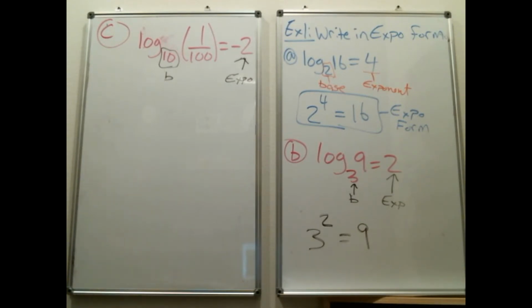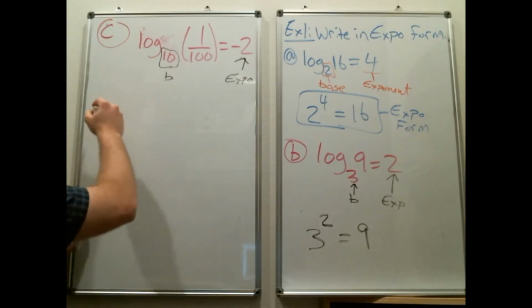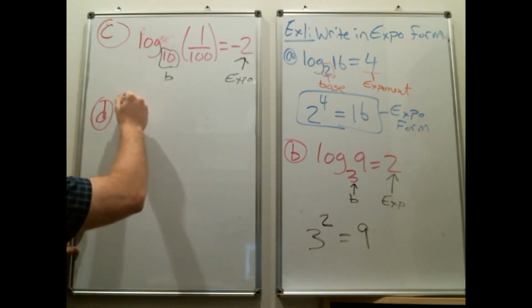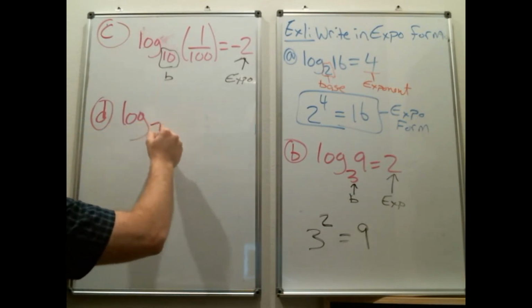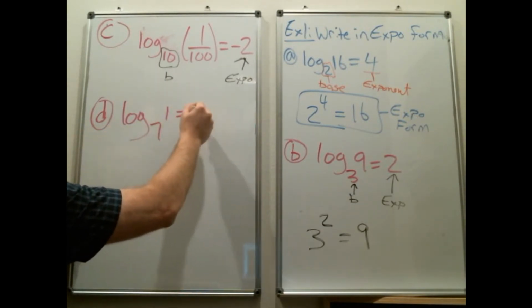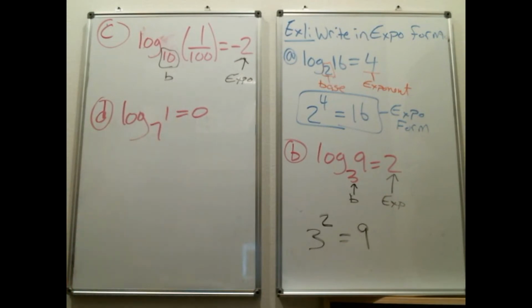I keep losing my spot here. Log base 7 of 1 is equal to 0. Pause the video if you want to try by yourself. I'm going to do it this time without labeling b in the exponent.